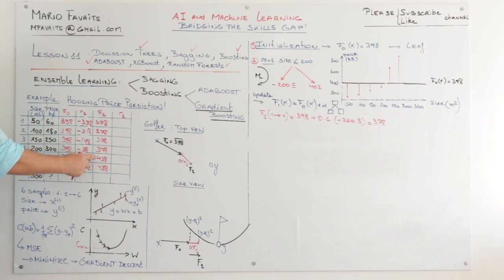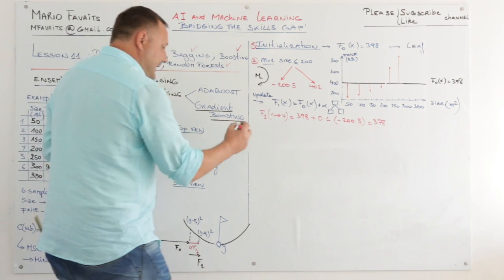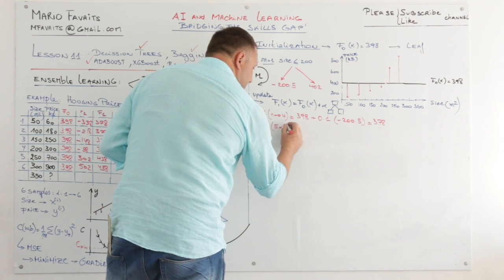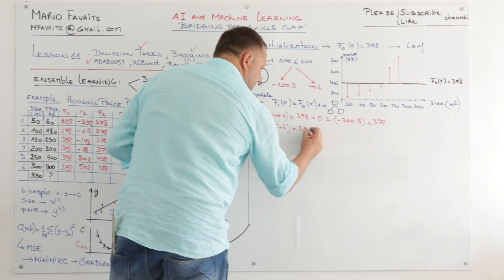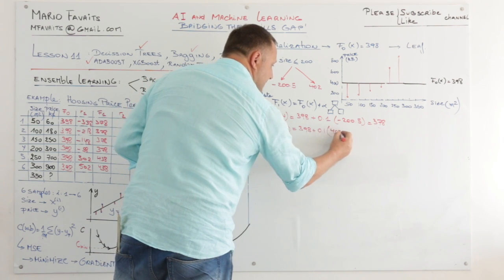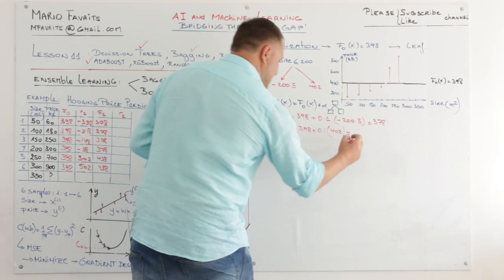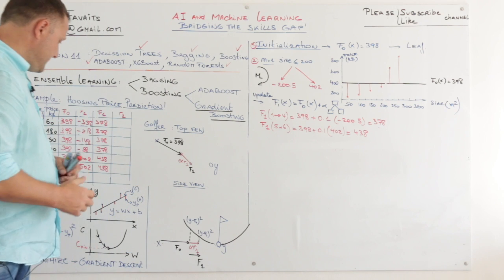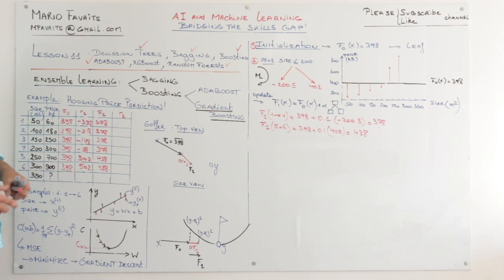I filled it out already here for the first 4 points. And then for points 5 and 6, F1 is 398 plus 10% of 402, which is roughly 40. That means we have 438. So this explains the two 438s here.